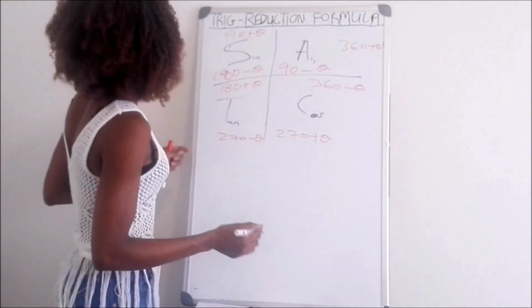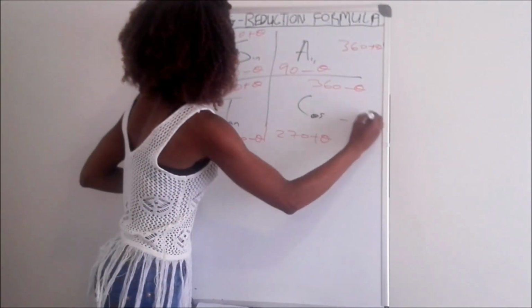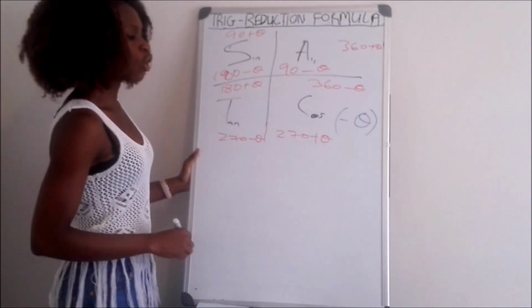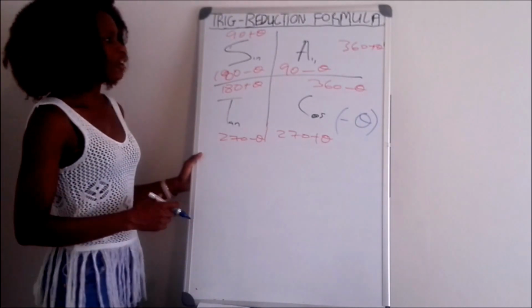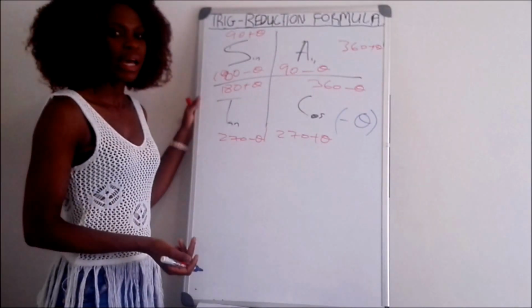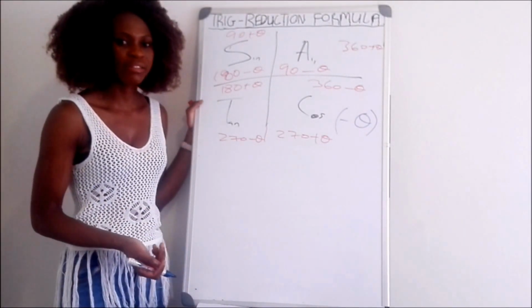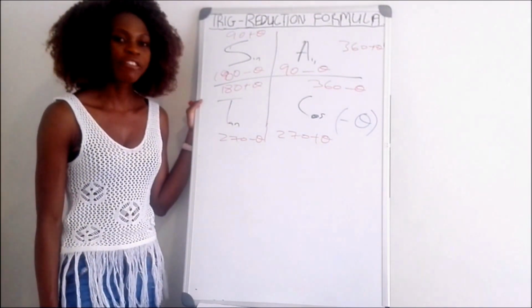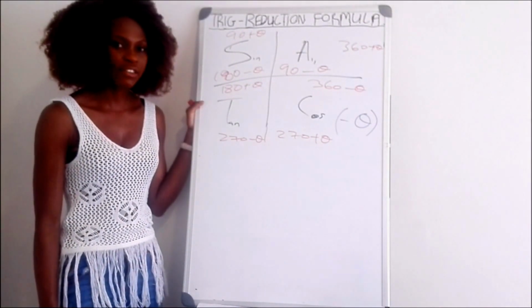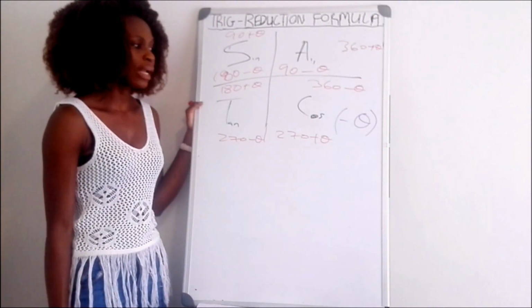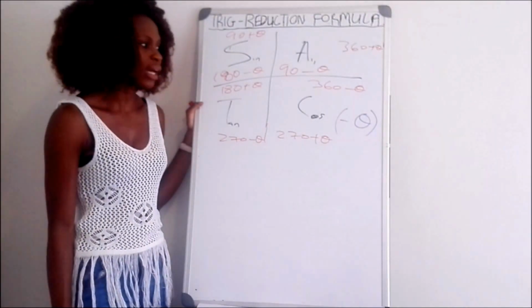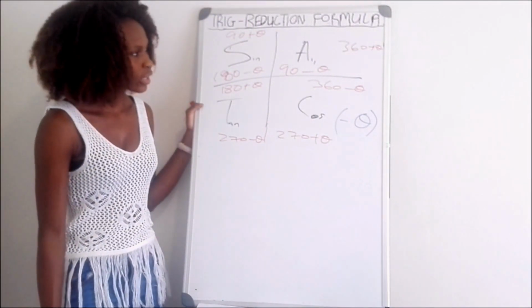Then also in the fourth quadrant we have the negative angle, which is positive only in the fourth quadrant. Like if we have sine of negative theta, the answer will be equal to negative sine theta, and also tan of negative theta, the answer will be negative tan theta. But then the cos of negative theta, the answer will be positive cos theta.